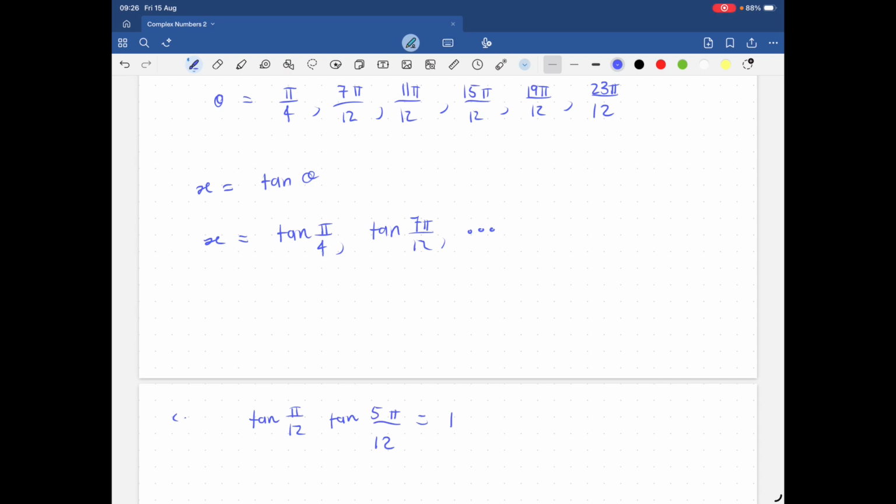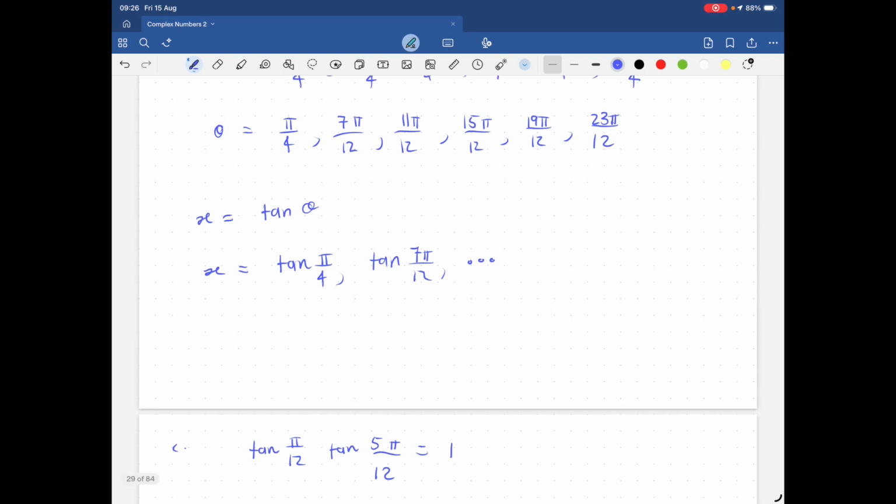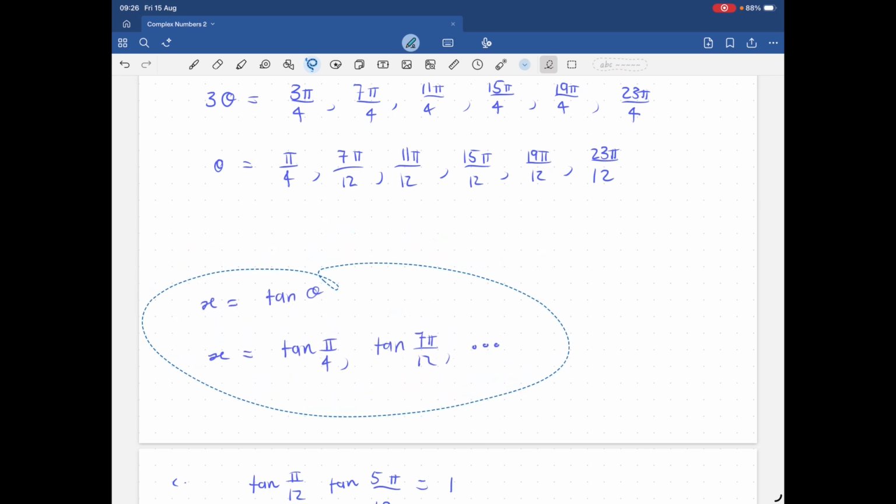Now, whenever you see questions like this, you always are thinking the sum and the product of the roots. But the problem with all of our roots here is that none of them are pi on 12 or 5 pi on 12. So we actually have to investigate these roots here and see if any of them are the same as pi on 12 and 5 pi on 12, or at least similar.